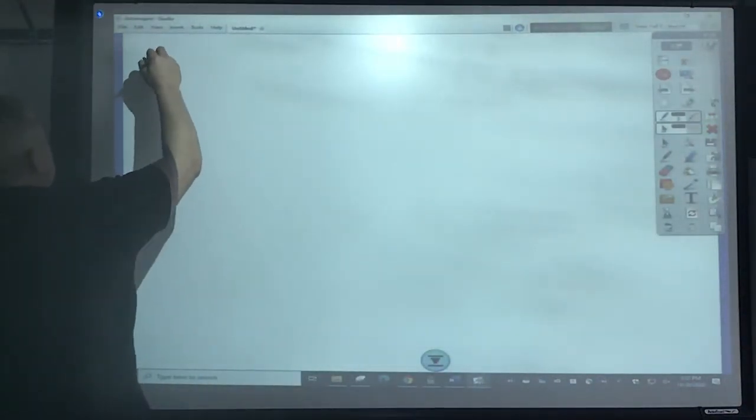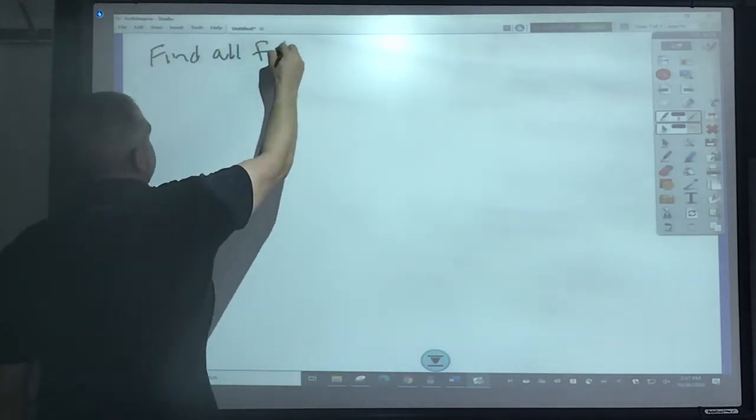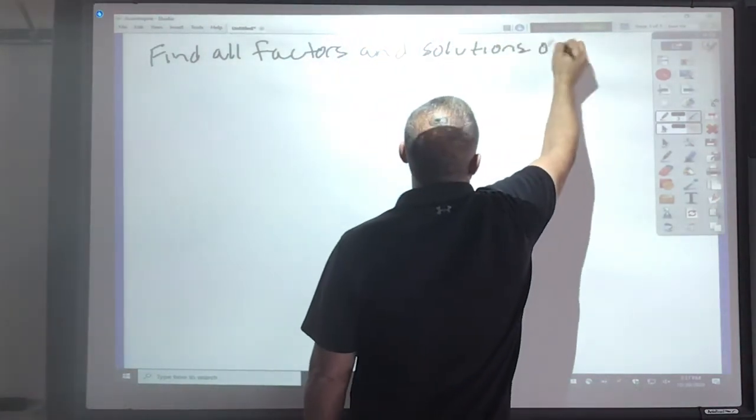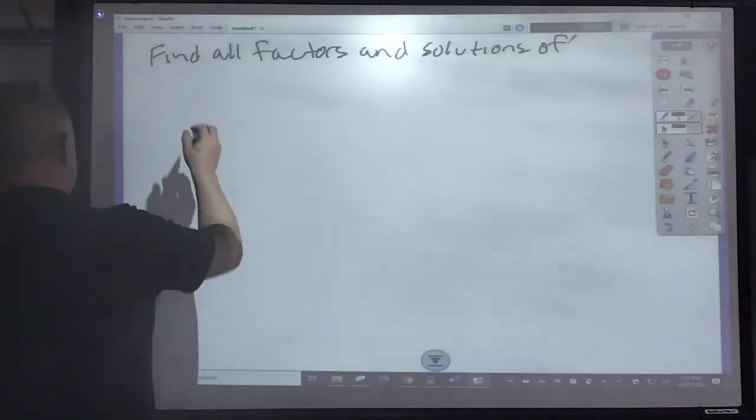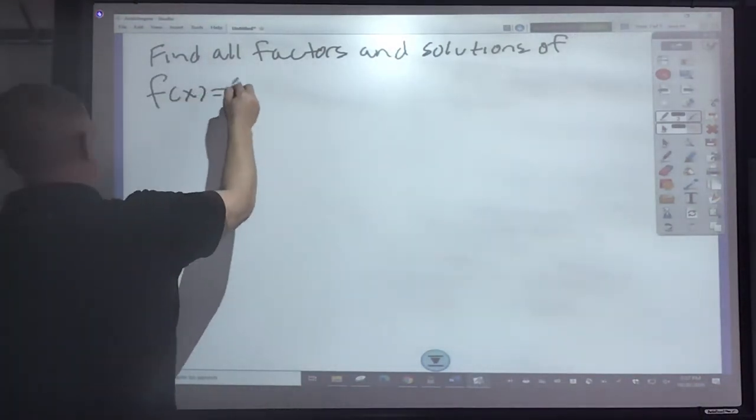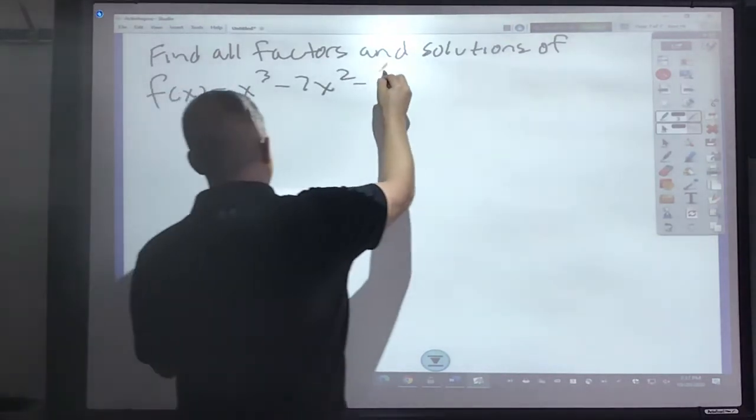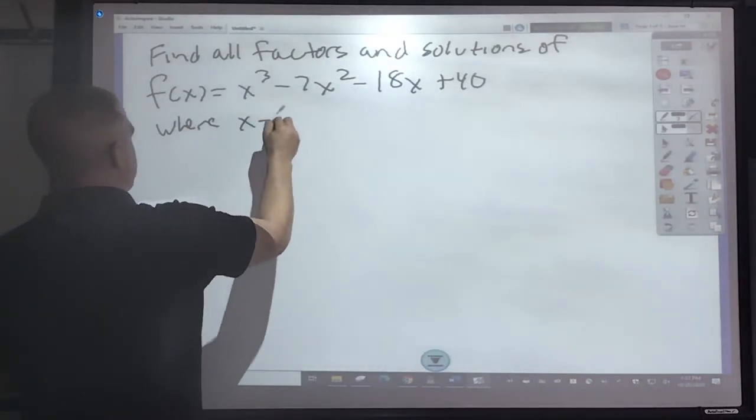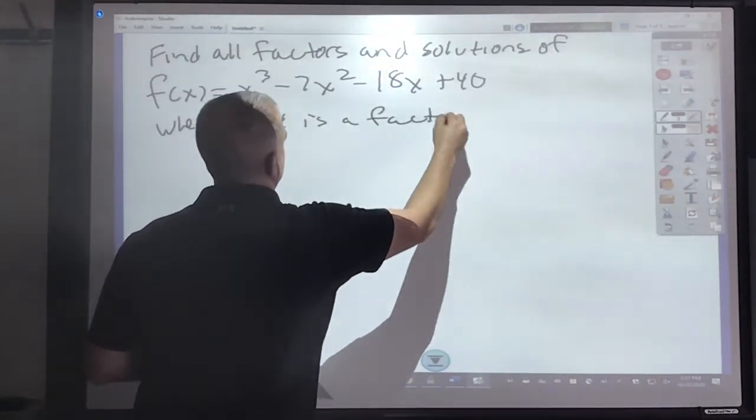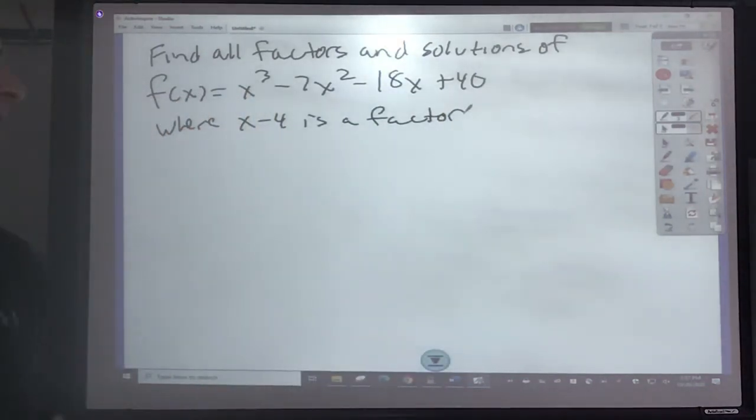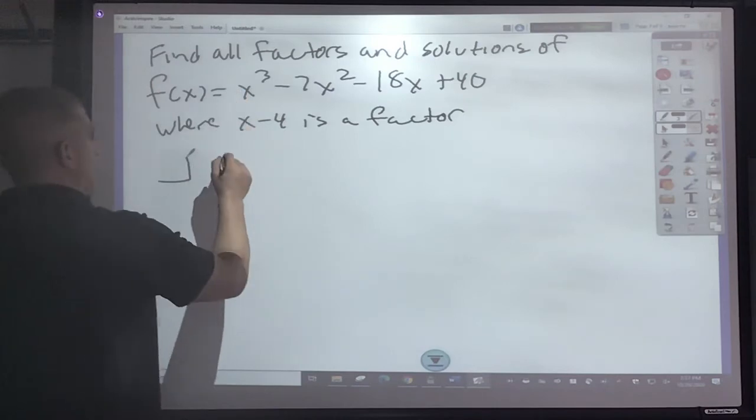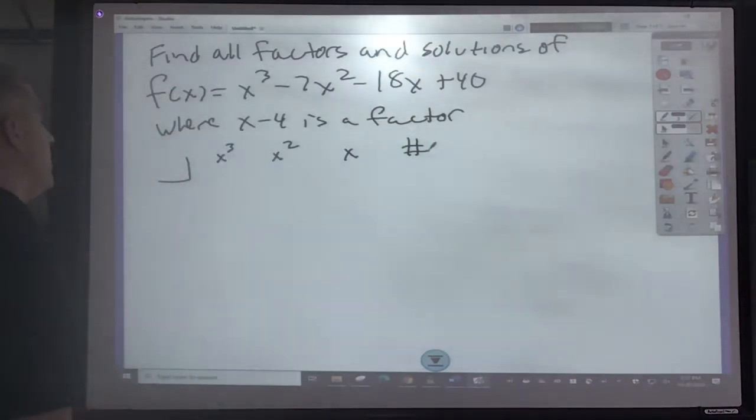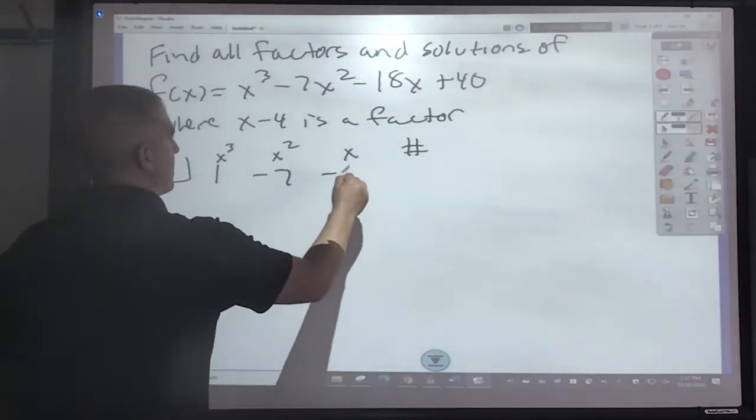Let's say it says find all factors and solutions of f of x equals x cubed minus 7x squared minus 18x plus 40, where x minus 4 is a factor. So I can go ahead and use synthetic division. That's going to be x cubed, x squared, x, and number. So this would be 1, negative 7, negative 18, and 40.